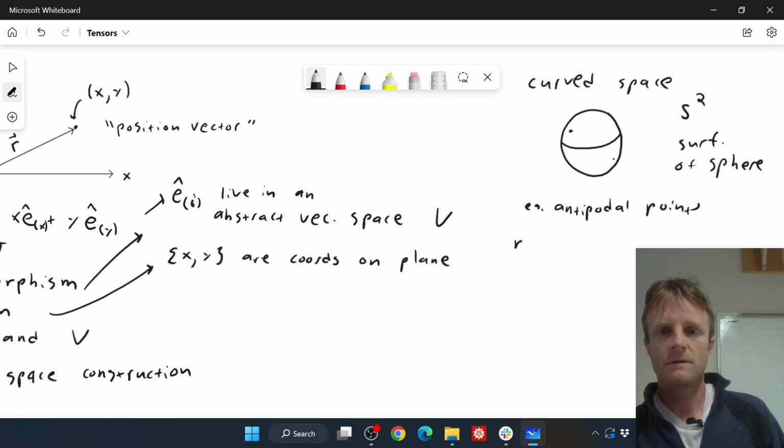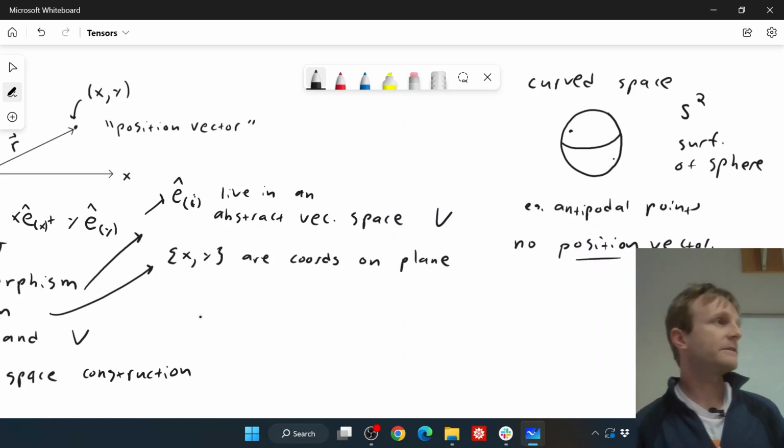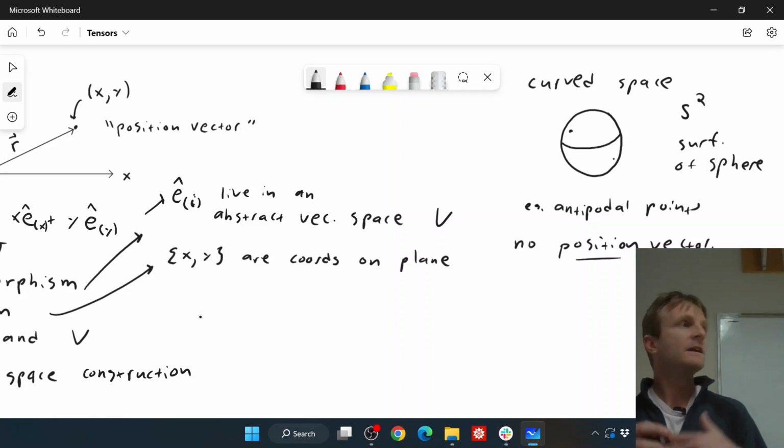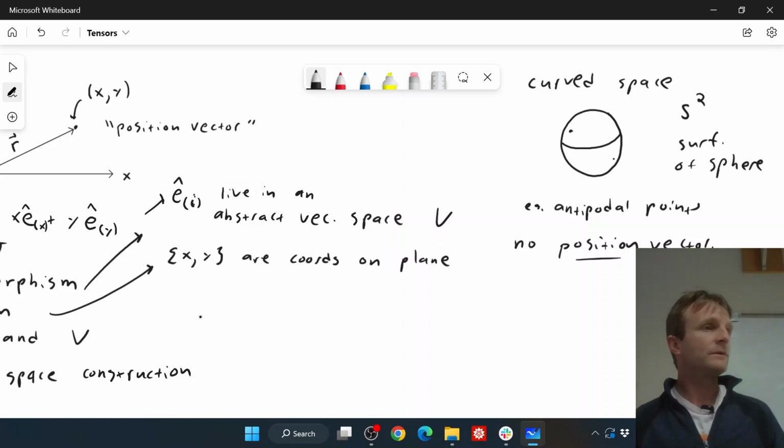So no position vector, period. It's just not a thing that's at all useful. You want to talk about 2 points? Fine. There's no isomorphism between points on the manifold, with the manifold just being the surface of the sphere, and a vector space. Okay? So I want to kill the position vector right away. This is one of those things you have to unlearn before you learn GR.